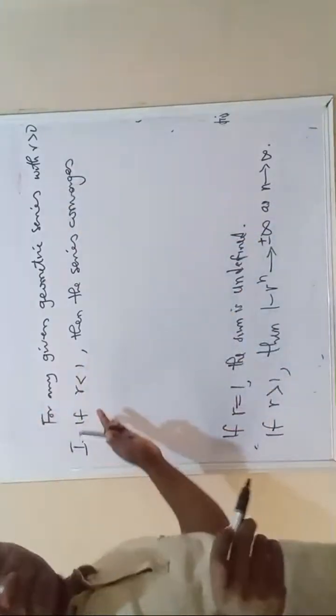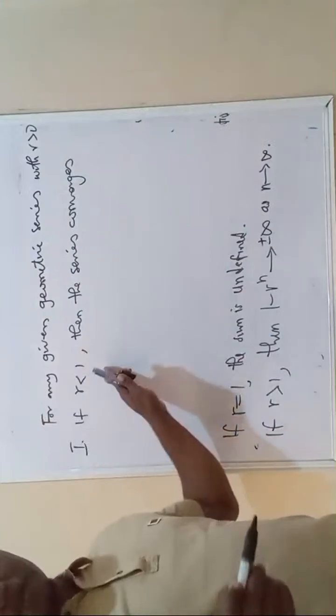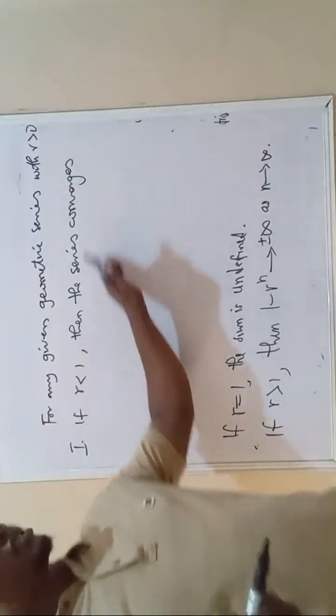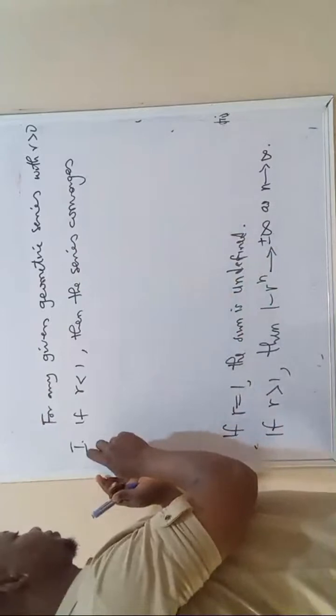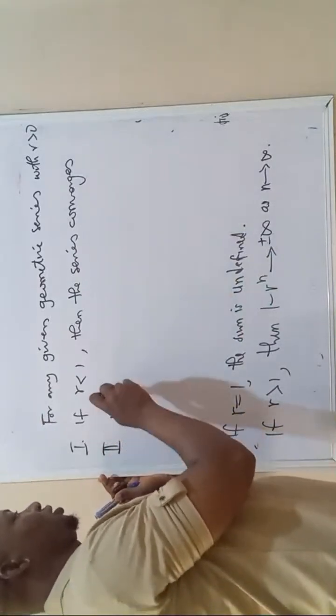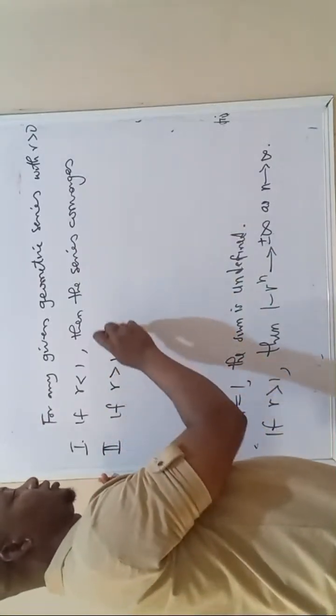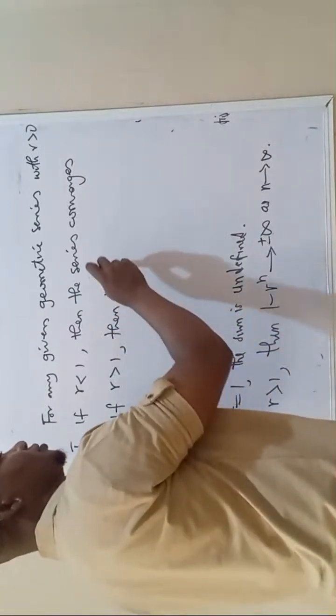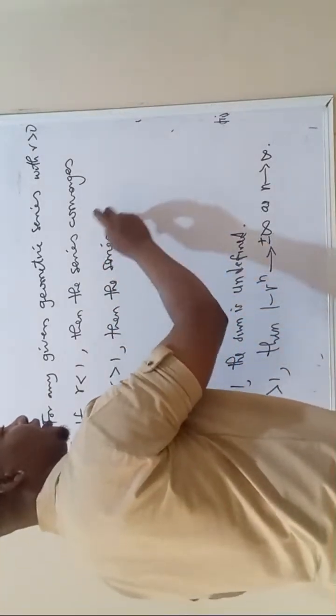So for any given series, if R is less than 1, what it means is that the series converges. Two, if R is greater than 1, then the series diverges.